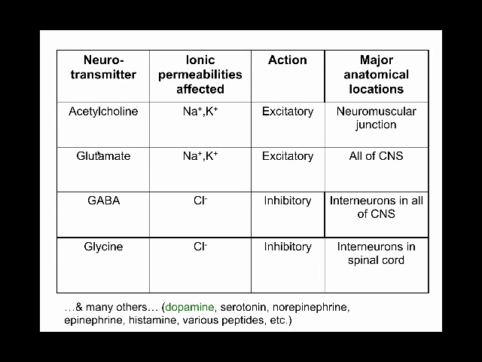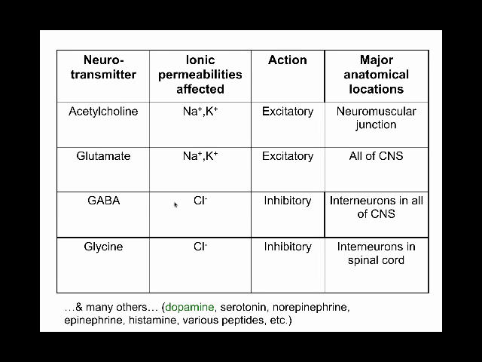There are two major inhibitory neurotransmitters, GABA and glycine. These mediate their effects by increasing permeability to chloride, often using the shunting inhibition mechanism that we talked about last week.